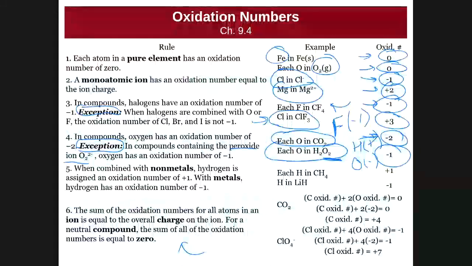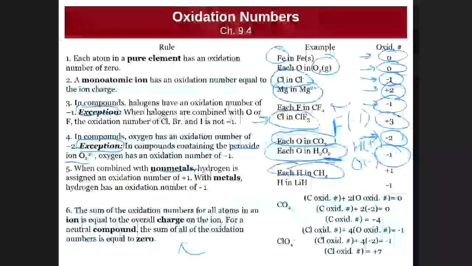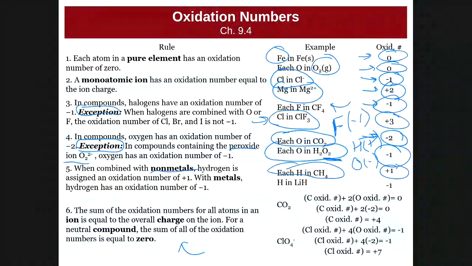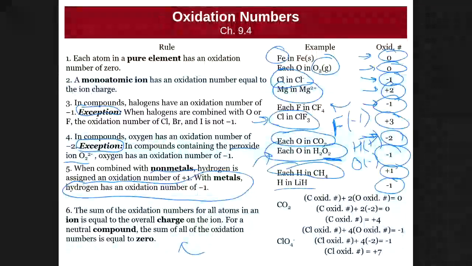All right, so when combined with nonmetals, hydrogen is assigned an oxidation number of +1. When we see hydrogen in methane, for example, hydrogen is a +1. When we see hydrogen in water, or even hydrogen in our peroxide, hydrogen has a +1 because carbon and oxygen are nonmetals. But when it's combined with a metal, hydrogen has an oxidation number of -1. So when it's combined with lithium, it has an oxidation number of -1. That is called the hydride ion.